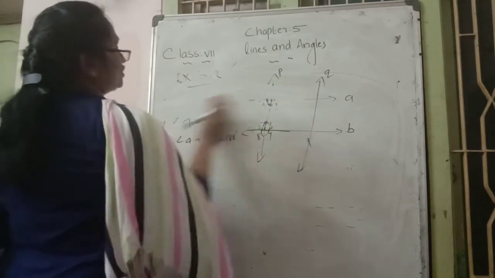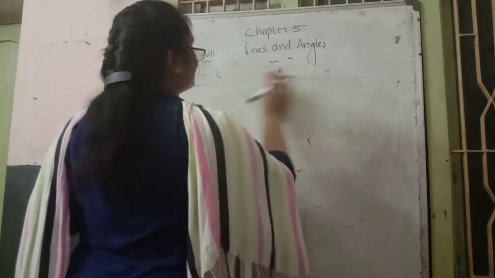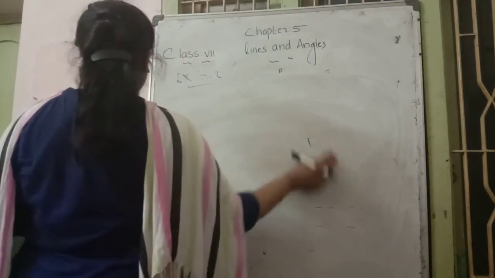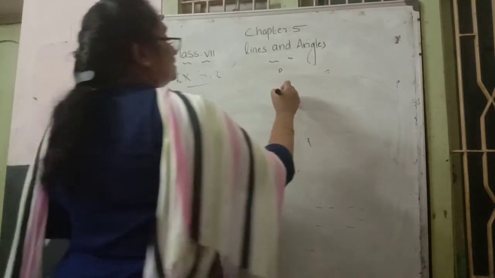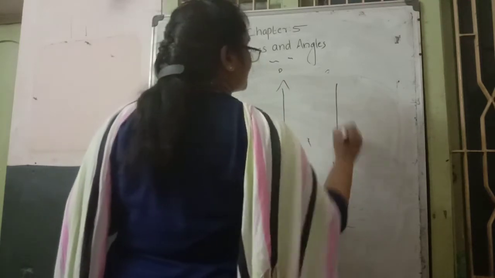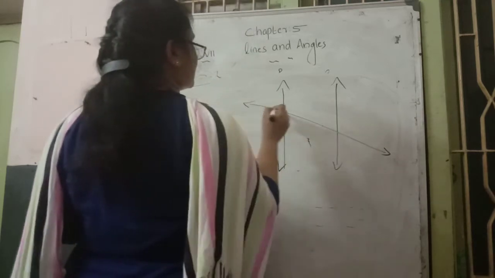Then next, one more question. Identify the pair of corresponding angles in this way. You already learned that one. Then next, another question is given in this way. P and Q are the transversal lines. Another line is also passing there.